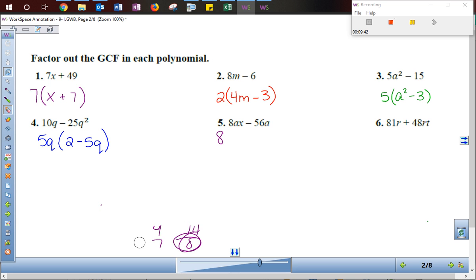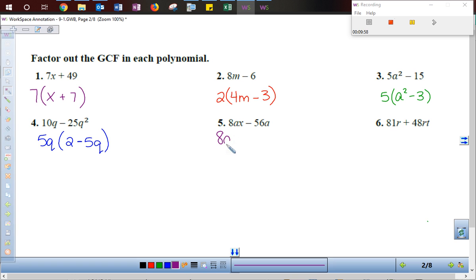Now let's look at the variables. My first term has a variable of an a and a variable of an x. My second term has a variable of an a. Now, here we're looking for what they have in common. If you'll notice, they both have an a variable attached, so that means we can take out an a. My first term has an a and an x, and my second term only has an a, which means I can't take out an x because there's not one on this term. But since they both have an a variable, I can take one of those out.